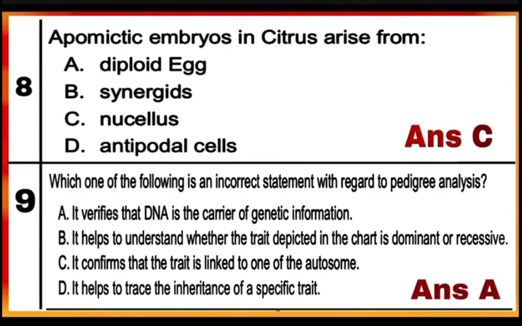Question 8. Apomictic embryos in citrus arise from? Option C. They arise from nucellus. Question 9. Which one of the following is an incorrect statement with regard to pedigree analysis? Option A is incorrect. It verifies that DNA is the carrier of genetic information. This is the incorrect statement. Rest of the options given are correct about pedigree analysis.